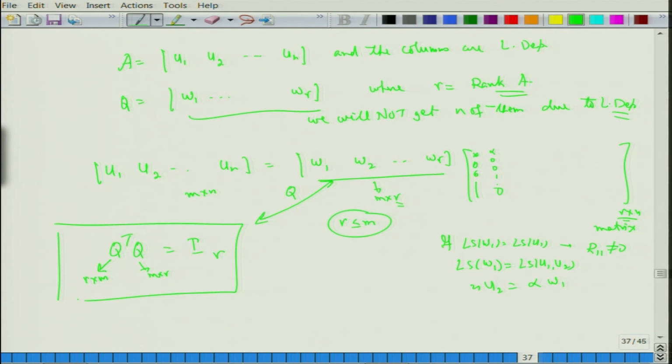So we have been able to write A as QR, where R has an upper triangular form, and Q is orthogonal with Q transpose Q equal to I_R. Now, why do we need orthogonal matrices? Basically because the norm does not change.